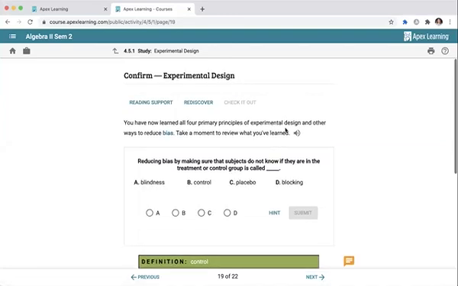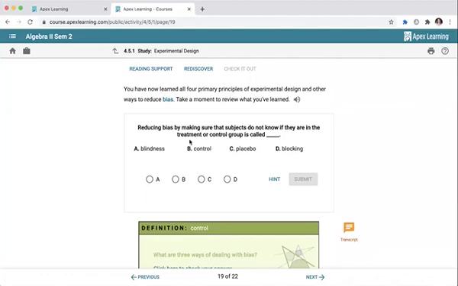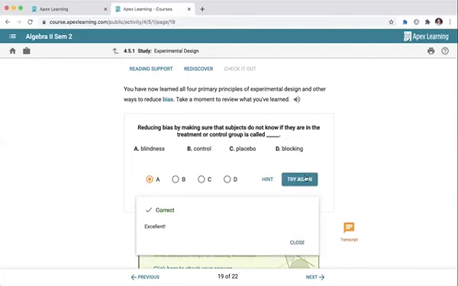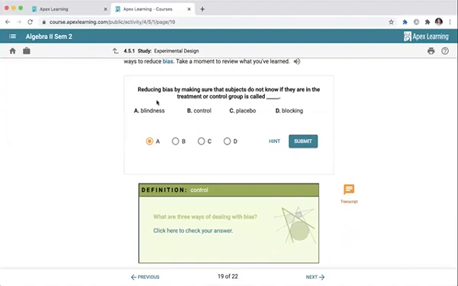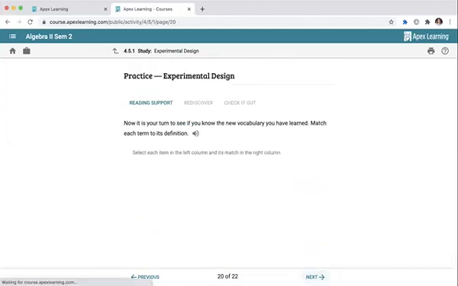So then, of course, when we confirm all this information, reducing bias by making sure that the subjects do not know if they're in the treatment or the control group is called blindness, right? And of course, we can help with this blindness by using a placebo.